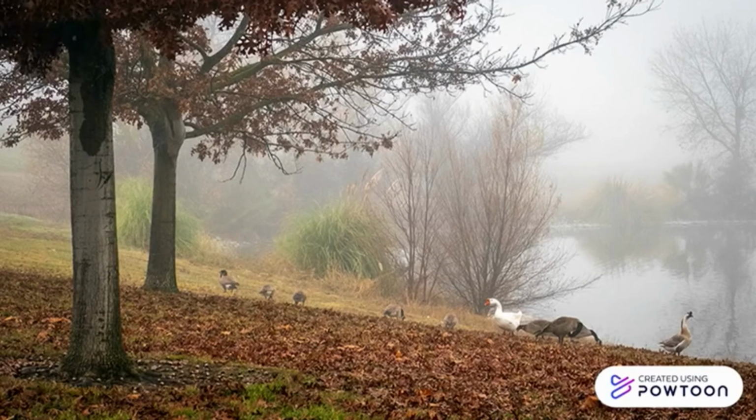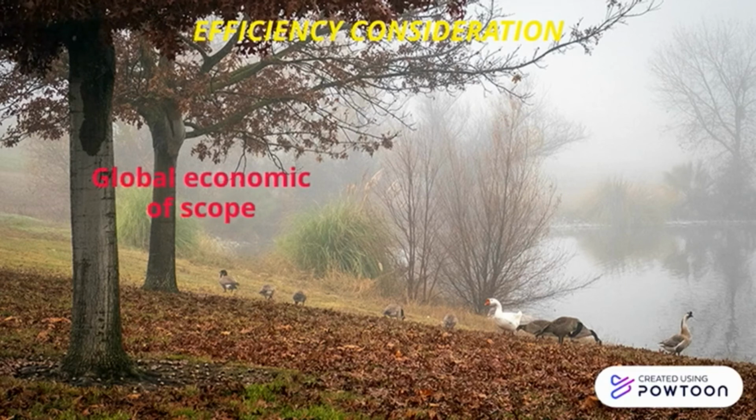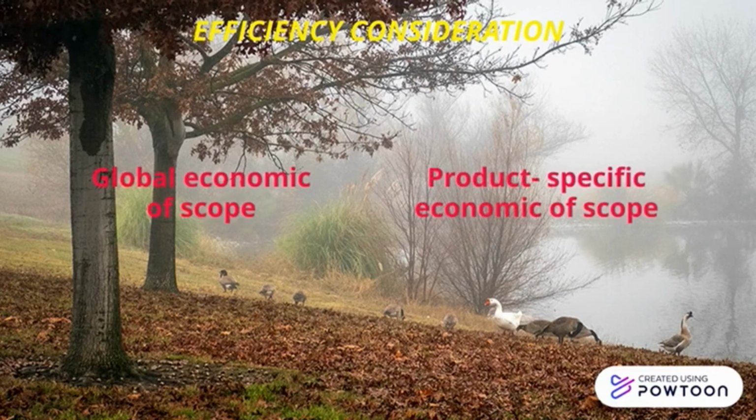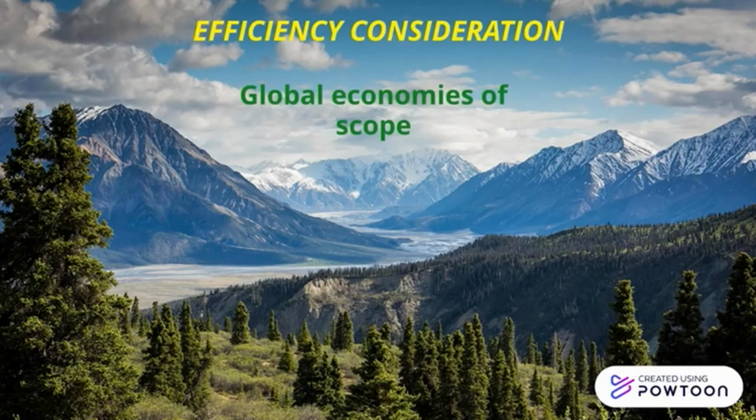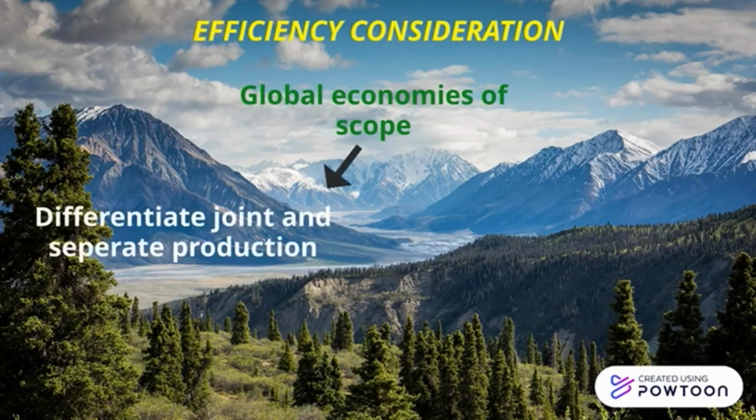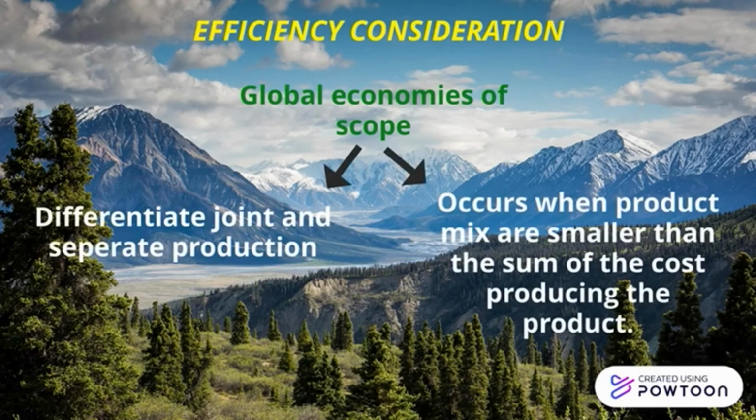Next factor that contributes to growth in international banks is efficiency consideration. So basically, this factor covers two scopes, which are global economies of scope and product-specific economies of scope. Global economies of scope: it is important to see the difference between joint and separate production. This economy of scope occurs when the cost of joint production of all products in the product mix is smaller than the sum of the costs of producing the products separately.